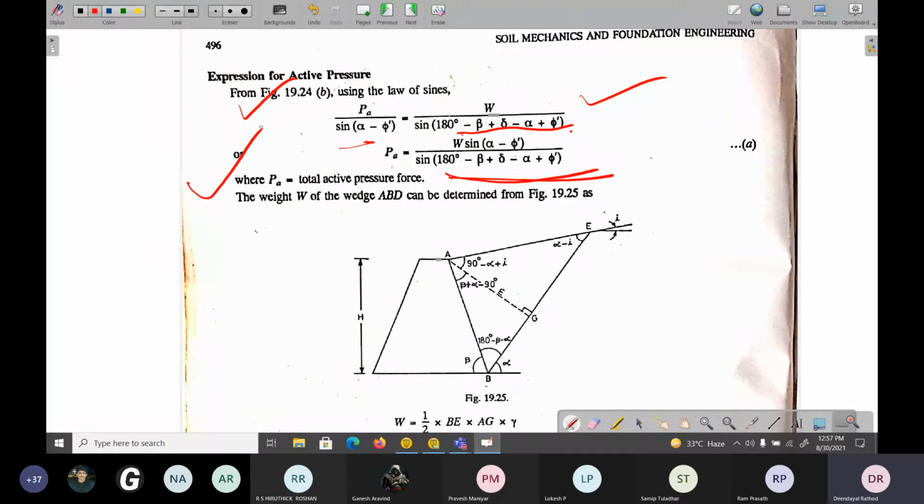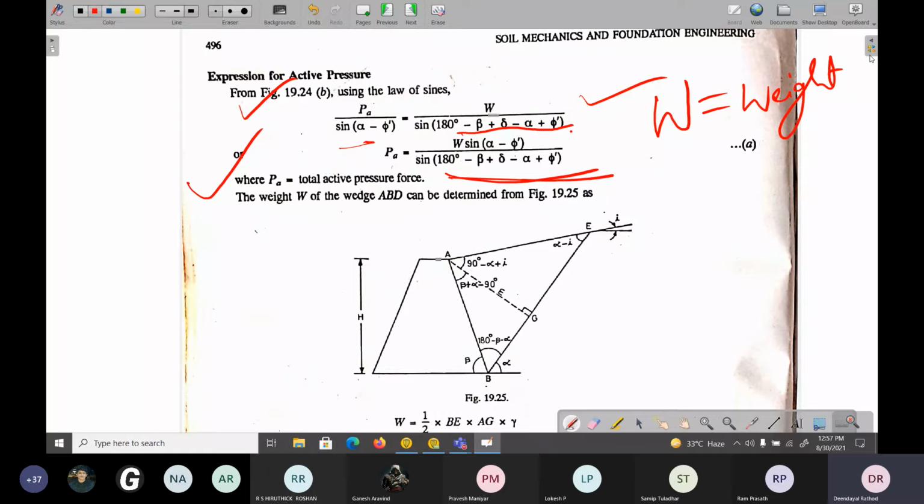Here in this case, what is unknown to us? Unknown to us is W, the weight. Other things are well known to us. We assume some failure plane, alpha, beta, gamma, whatever is there, and the phi value we can find out from the laboratory test. This particular weight is the very big problem. How to find out the weight?